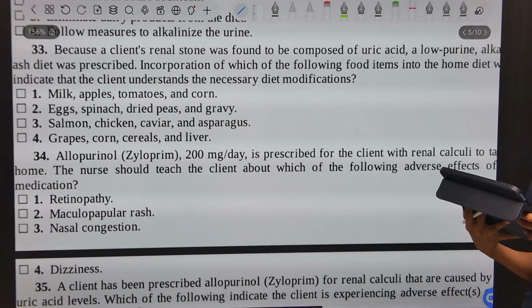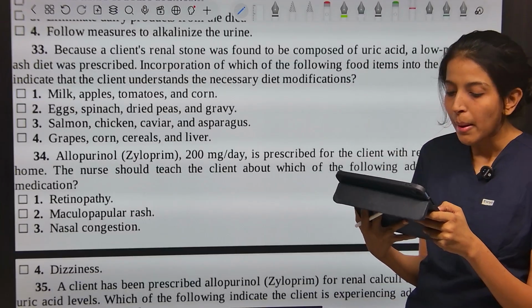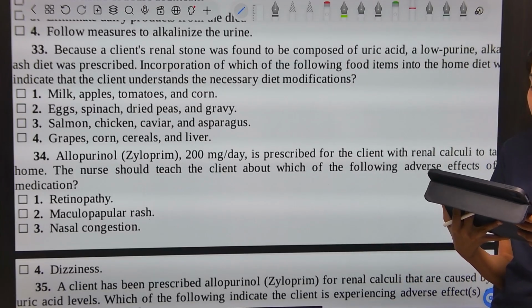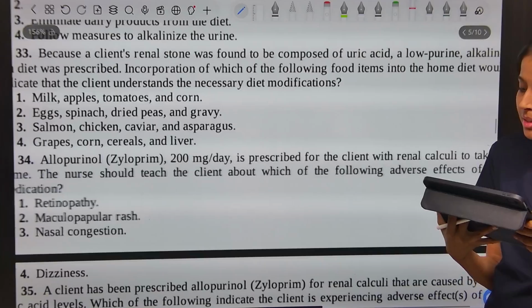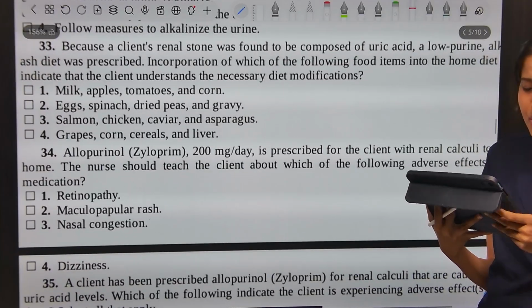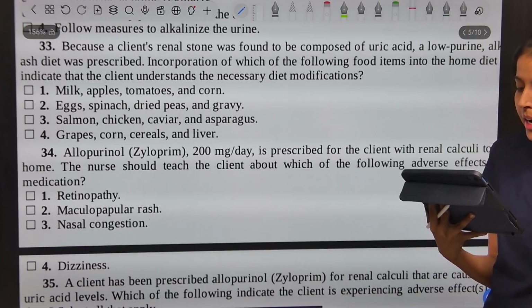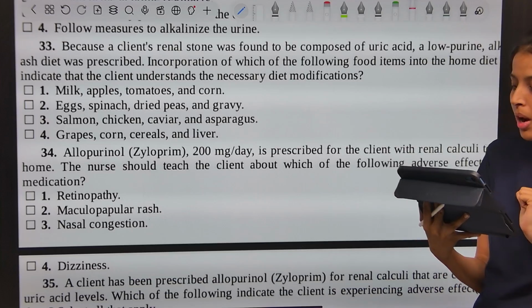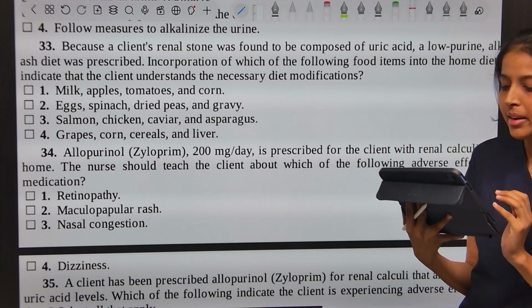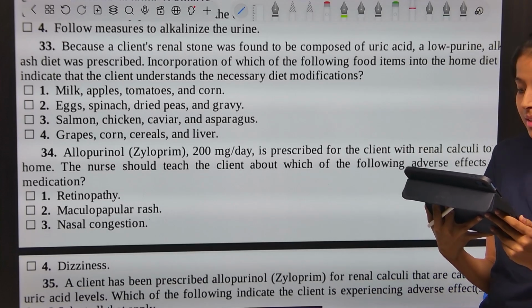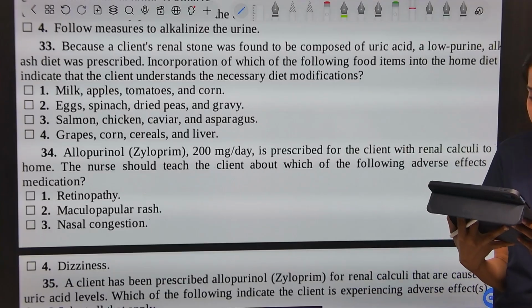Now question number 33 is on the screen. Because a client's kidney stone was found to be composed of uric acid, a low purine and alkaline ash diet was prescribed to the patient. Incorporation of which of the following food items in the home diet indicates the patient understands the necessary diet modification?